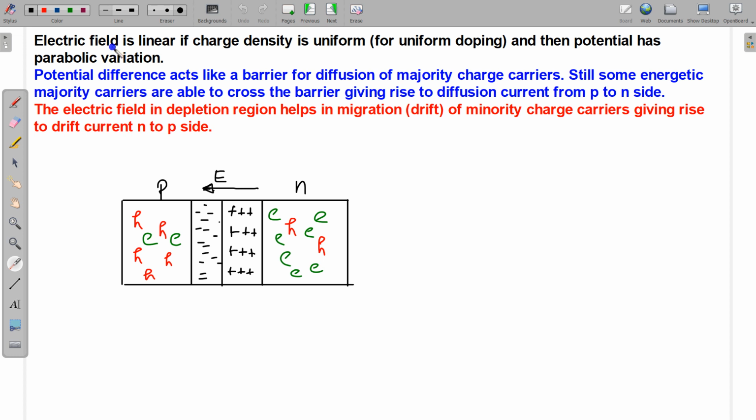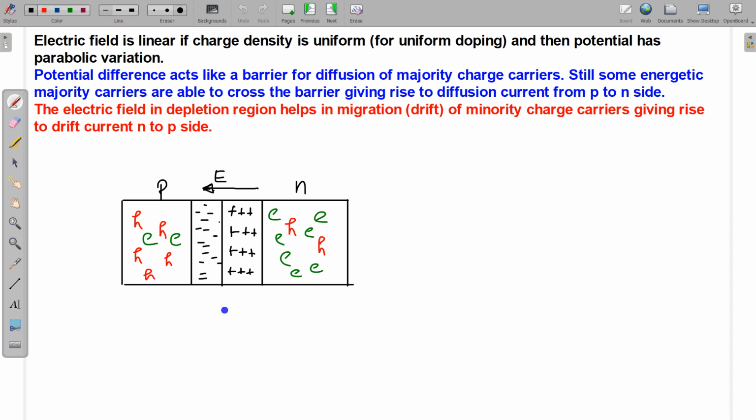So electric field is a linear function of x, and if electric field is a linear function of x or some distance, then to find potential difference we have to integrate the expression of electric field, and obviously if this contains x, so this expression of potential difference will contain x square. So then potential has parabolic variation. So we will have parabolic variation of potential difference.